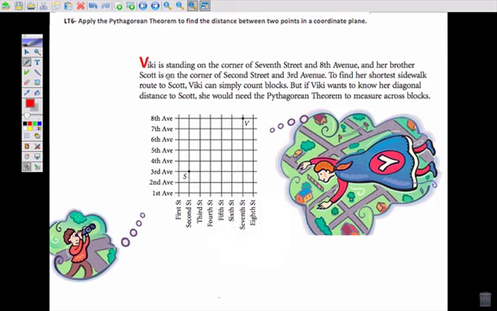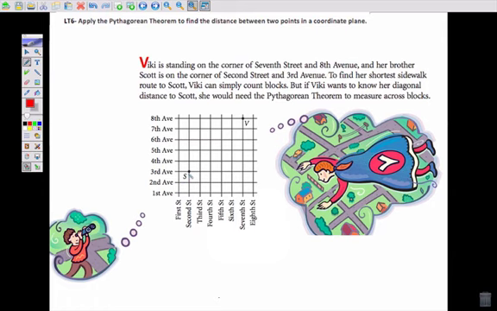Okay, LT6 is apply the Pythagorean theorem to find distances between 2 points in a coordinate plane. So I know you don't have this picture in your packet. I just want to use it to give a little background information about finding the distance between 2 points. It says here that Vicky is standing on the corner of 7th Street and 8th Avenue. So here's Vicky, and her brother Scott is on the corner of 2nd Street and 3rd Avenue.